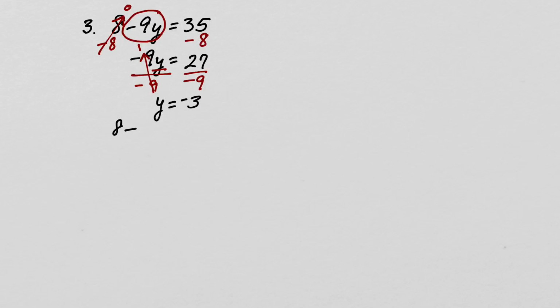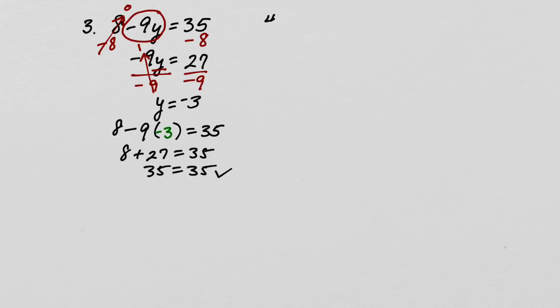Again, I'm not going to say that's my answer till I check it. Remember to check it. I write my equation, except where the variable is, I put my solution. And then I do order of operations on the left-hand side. So this becomes 8 plus 27 equals 35. 35 equals 35, and that's a check.